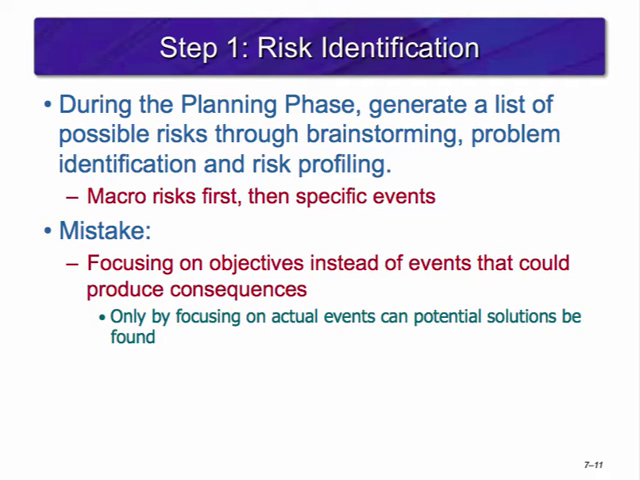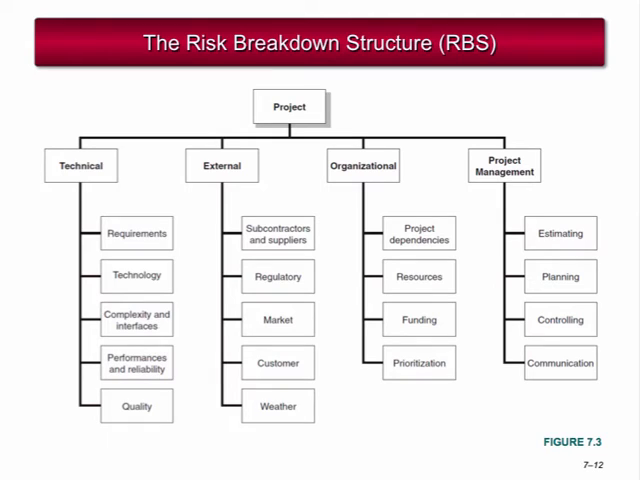One mistake that is frequently made at this point is focusing on the objectives instead of on the events that could produce consequences. Only by focusing on actual events can potential solutions be found. Organizations use the risk breakdown structure along with the work breakdown structure to help identify and eventually analyze risks.